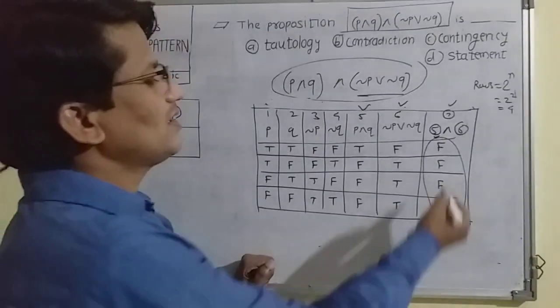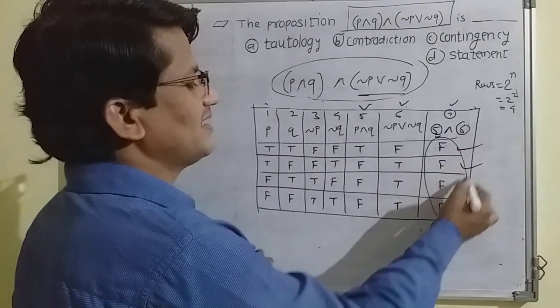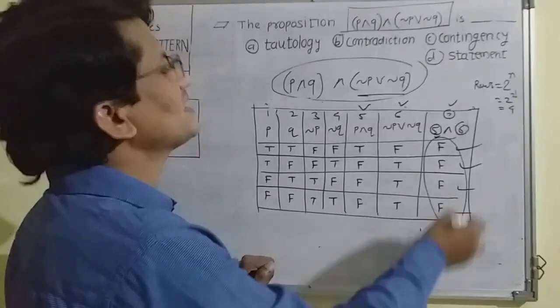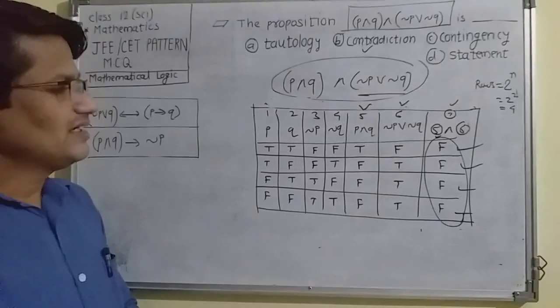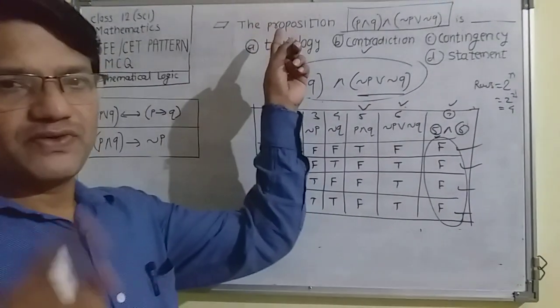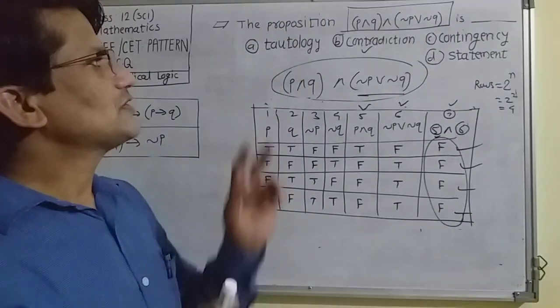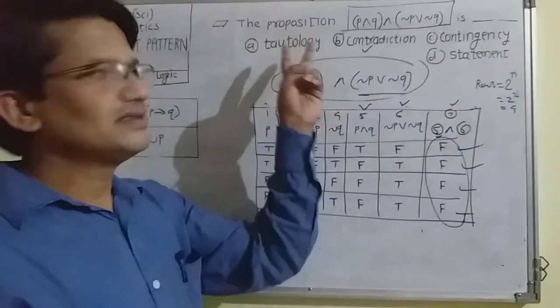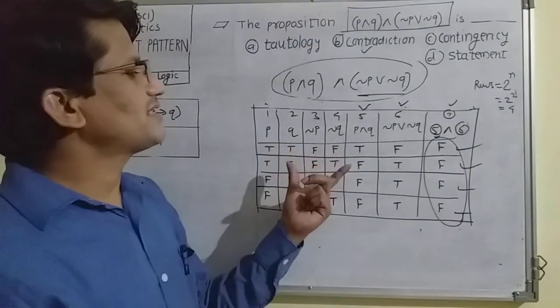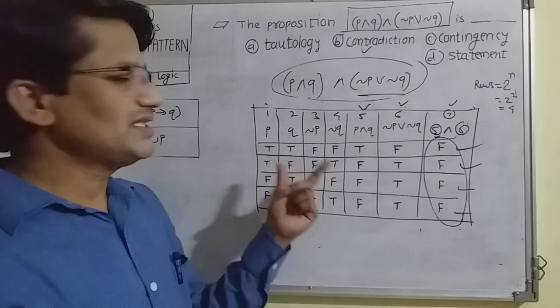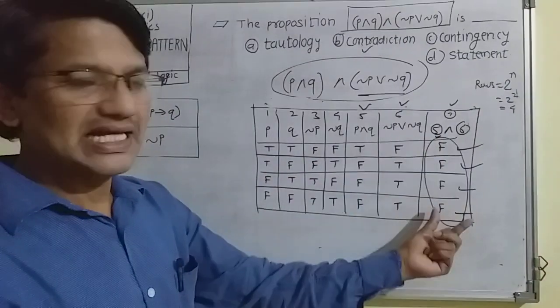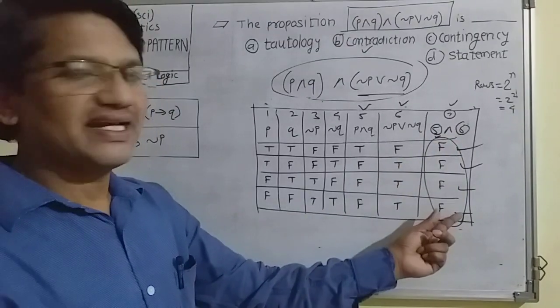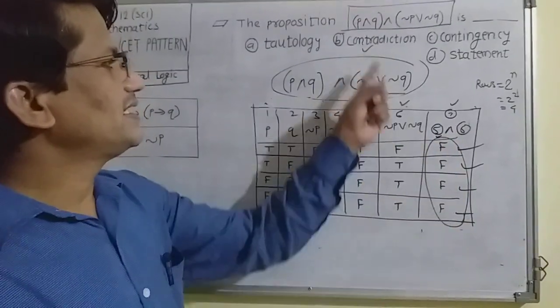What are the entries? All are F. First F, second F, third is F. All entries are F. Hence, it is a contradiction. Okay. Means what? If such type of question is asked in exam, try to construct this type of truth table, and from this truth table we can guess the last column. Observe the last column. If all the entries are F, then it is a contradiction.